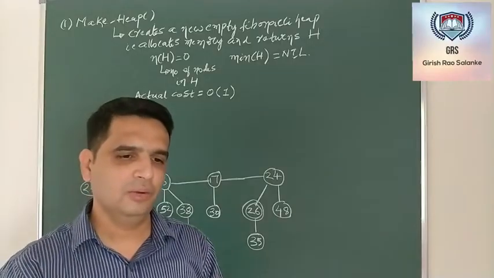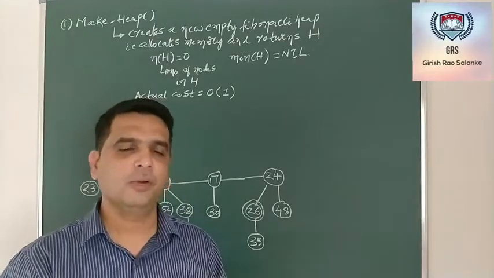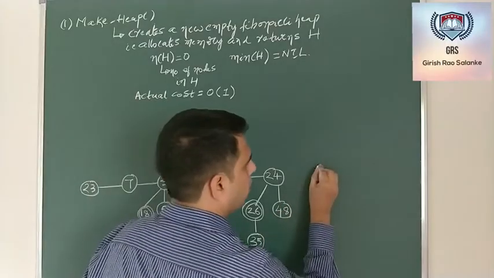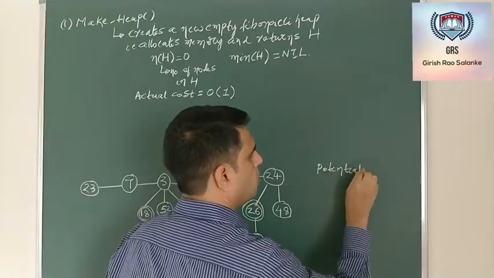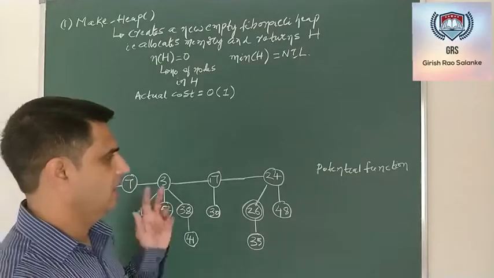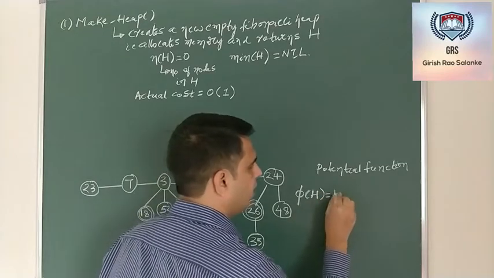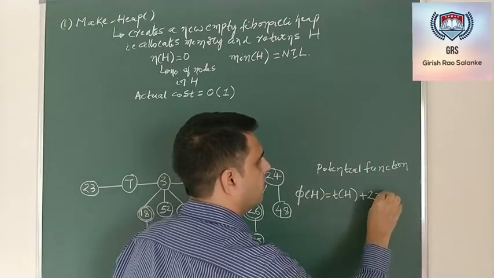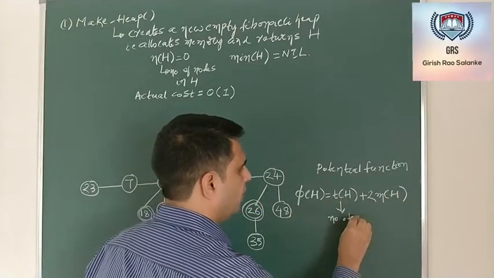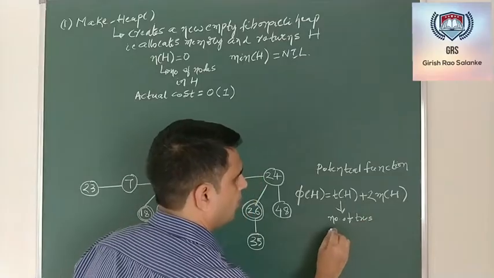Now coming to the amortized cost. In case of Fibonacci heap, for all the operations, we are going to discuss the amortized cost with the help of the potential function. The potential function that I am going to use in case of the Fibonacci heap is denoted with phi of h, which is nothing but t of h plus twice of m of h. Now what is this t of h? T of h is nothing but the number of trees in the root list.